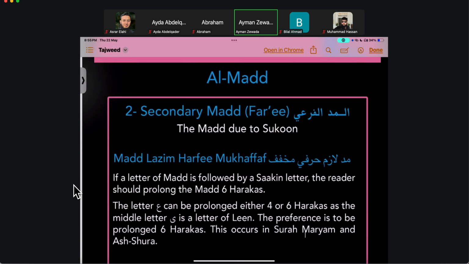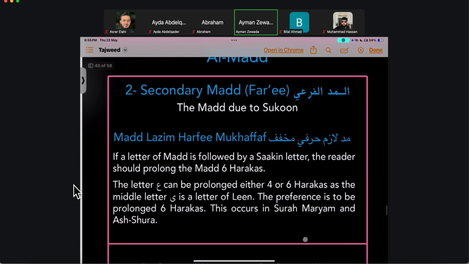All right, we're still on the same farai mad due to sukoon. Mad lazim harfi mukhaffaf. I know it's late at night and we've gone into so many different branches, bear with me now. If a letter of mad is followed by a second letter, then the reader should prolong the mad to 6 harakas. Now that's the same as the mad lazim that we talked about.